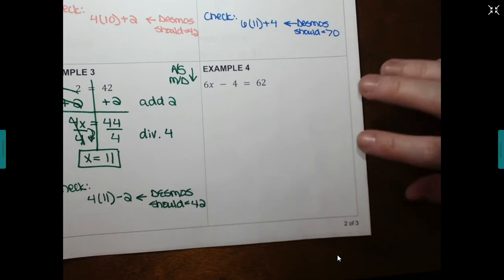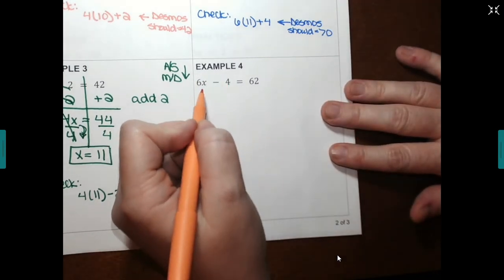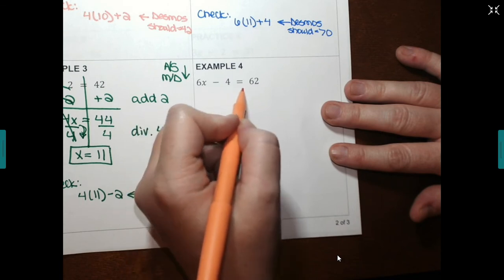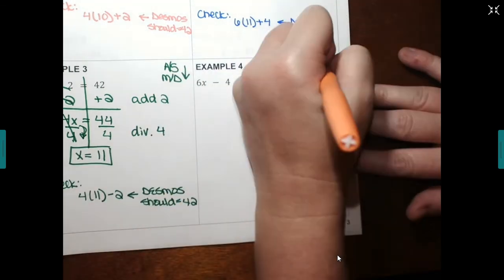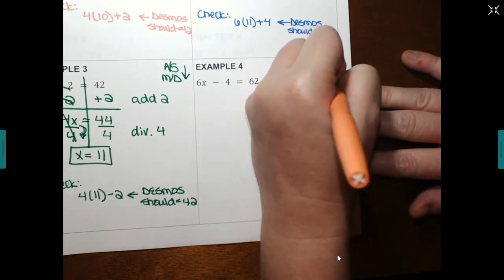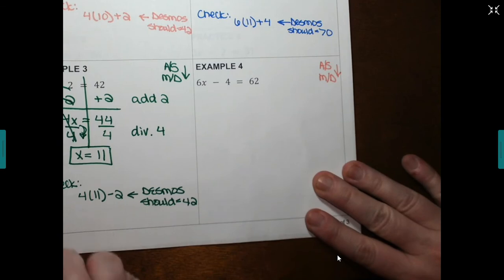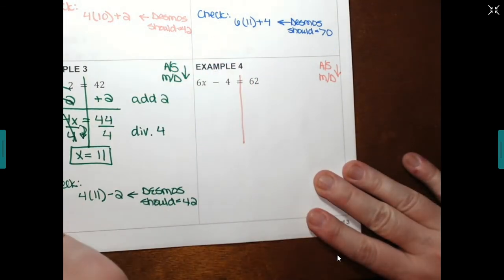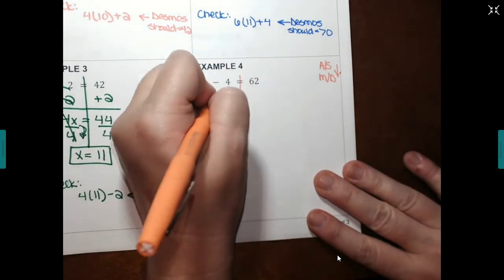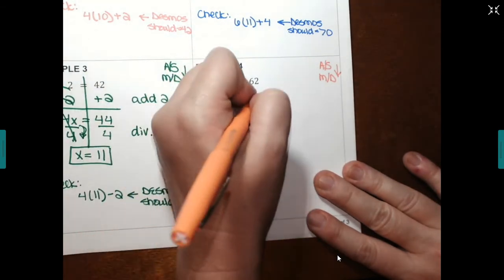Last but not least, we made it. Example 4. 6x minus 4 equals 62. Remember, we're looking for things we can add or subtract first, and then we're looking for things we can multiply or divide. Okay, let's draw that gate. Let's add, oh, look, I've got minus 4, so I can plus 4 to both sides.